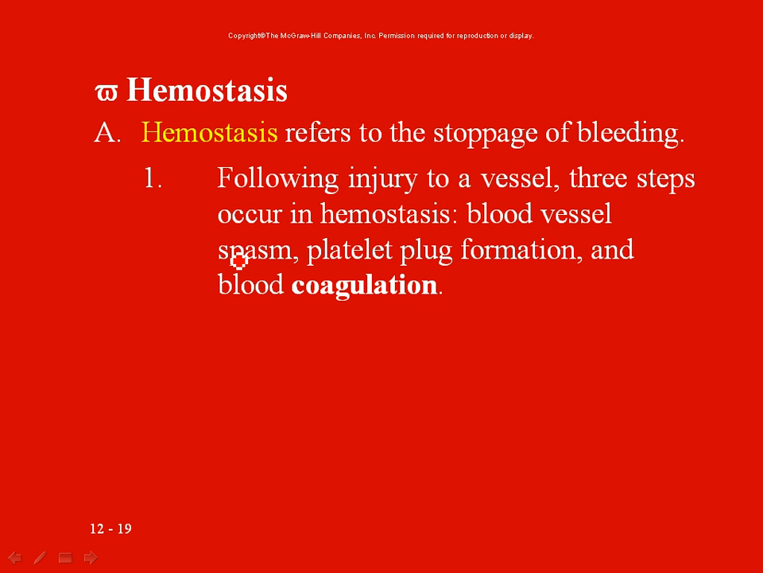Okay, so that takes us through a variety of functions for the plasma. Now, as we were talking about, at the very end of this chapter, we get into what we call hemostasis, or basically how we make sure that the blood that we have stays in this cardiovascular system and doesn't leak out all over the place.